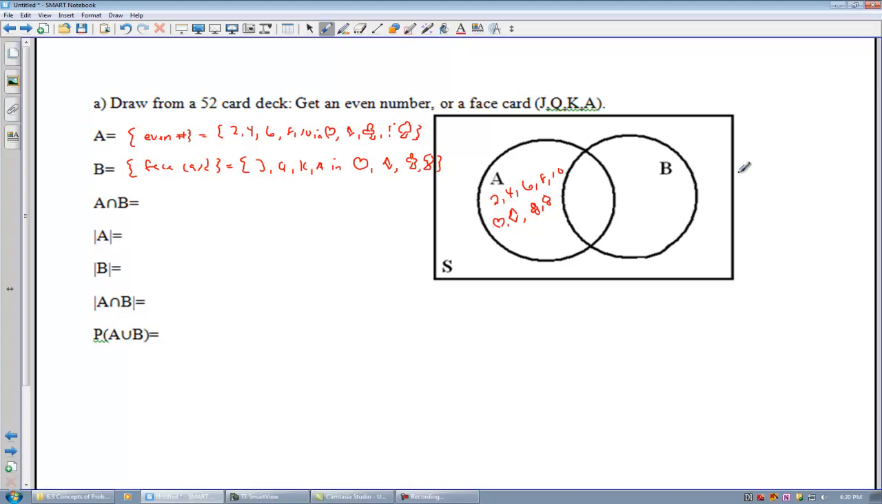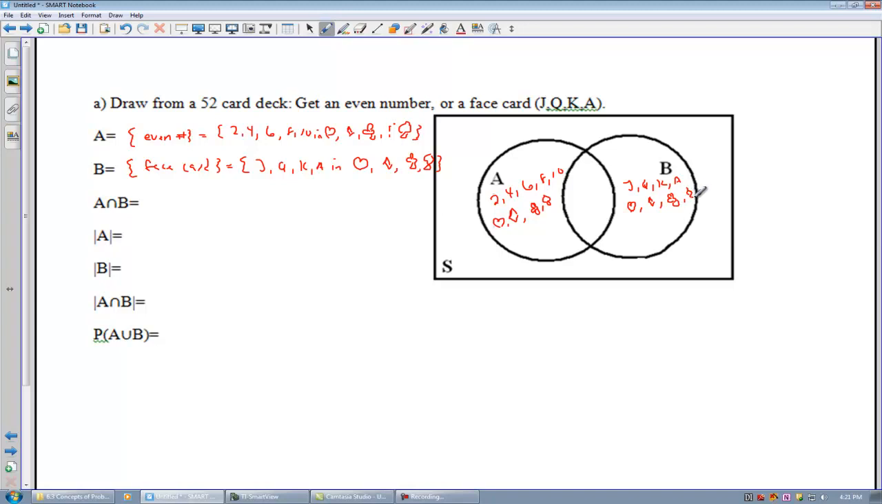And then for B, these are all the face cards. So I have Jack, Queen, King, and Ace. And again, these are all in hearts, right? So I have a Jack of Hearts, Queen of Hearts, King of Hearts, Ace of Hearts. Same thing with diamonds. So I have these diamonds and clubs and spades. So right below it, in hearts, diamonds, clubs, and spades.